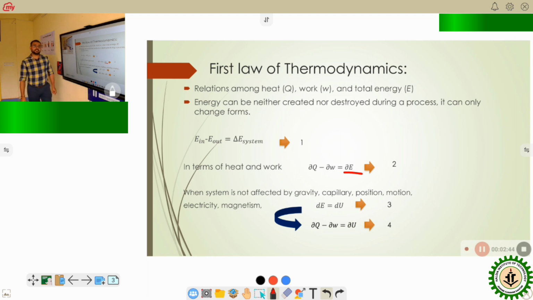dE, which is the change in energy involved in the system, and which is actually the difference between del Q and del W, where del Q is the change of heat involved in the system, and del W will be the work done involved or implemented on the system.